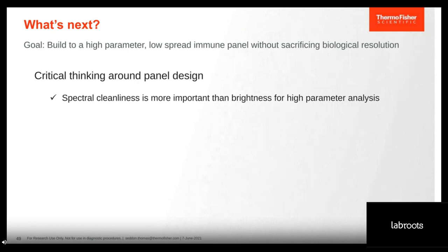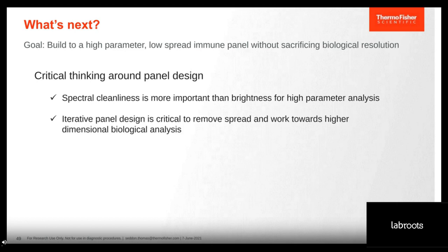And so in terms of critical thinking around panel design, one of the things hopefully you've been able to see in this talk is that spectral cleanliness is more important than brightness for high parameter analysis. As you get spectrally cleaner dyes, you can actually use more of your detectors and really open up what you can see. As I've gone through, iterative panel design is critical to remove spread and work towards higher dimensional biological analysis.